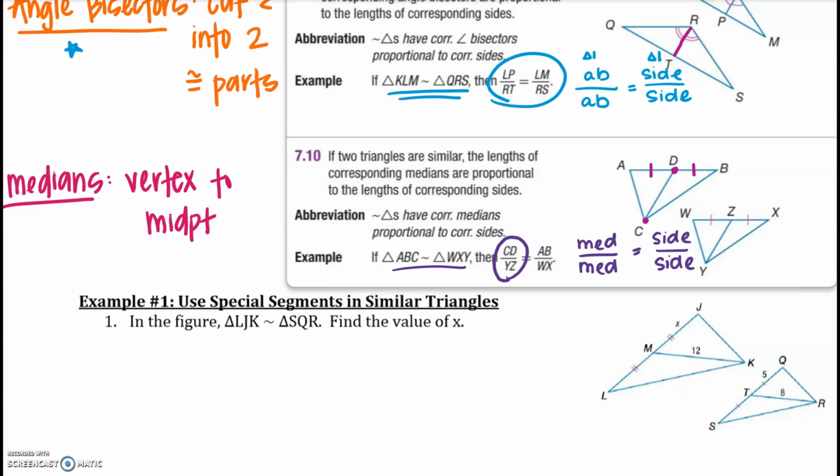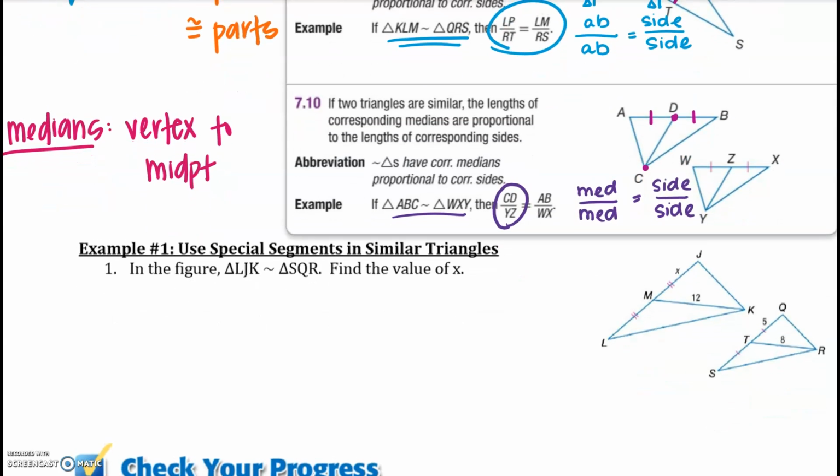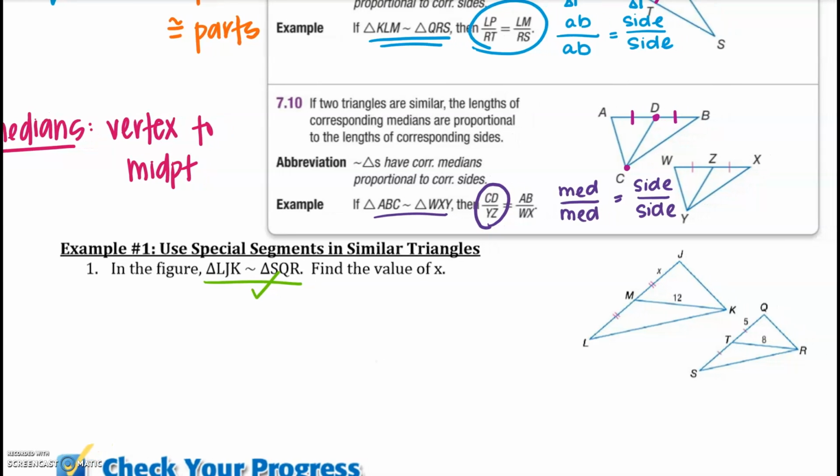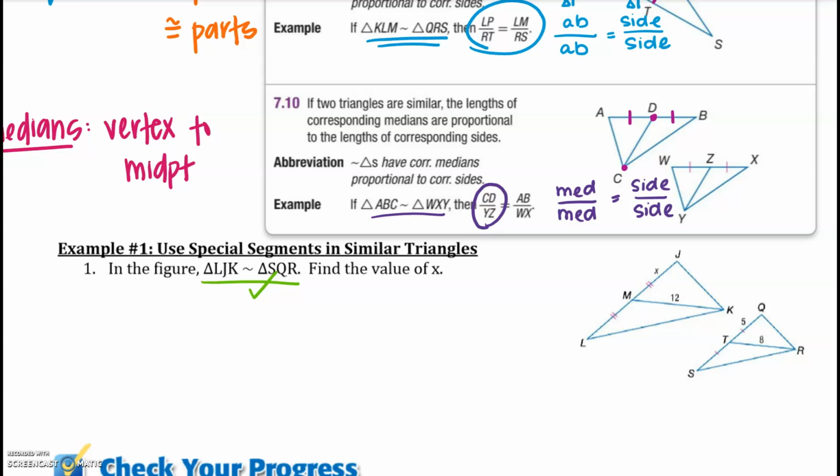All right, so let's put this into play a little bit to see how it works. I have two triangles that are similar, which is great. So then we can use our proportions. This looks like a median. Remember, medians go from the vertex to the midpoint. Because of these tick marks, I know that M is a midpoint and that T is a midpoint. So I can say my median, 12, over my median of the other triangle equals, and then X corresponds with 5, so I can say X over 5.